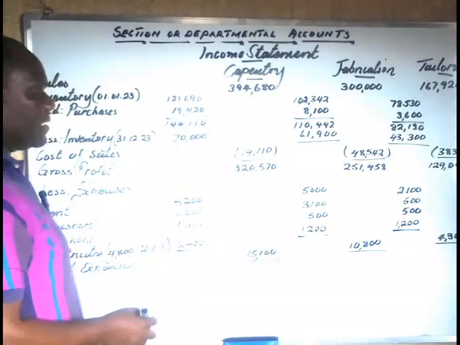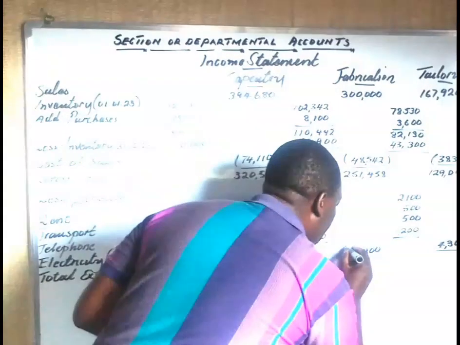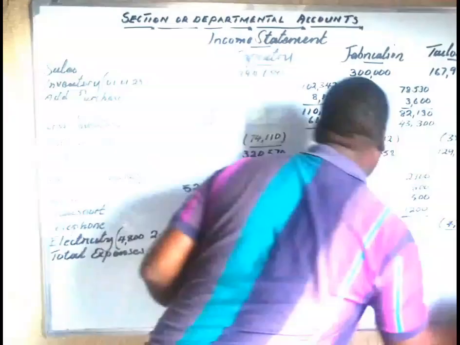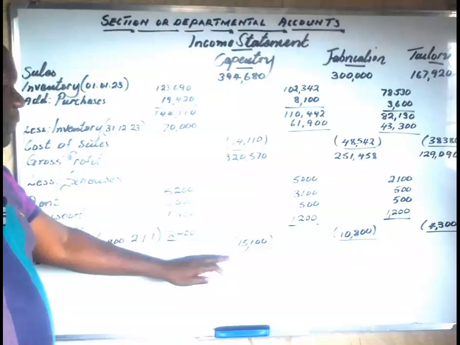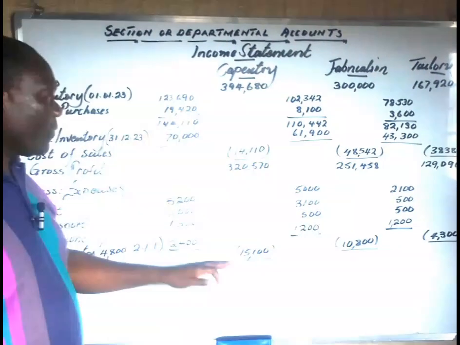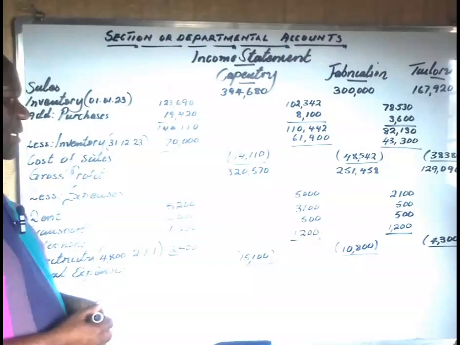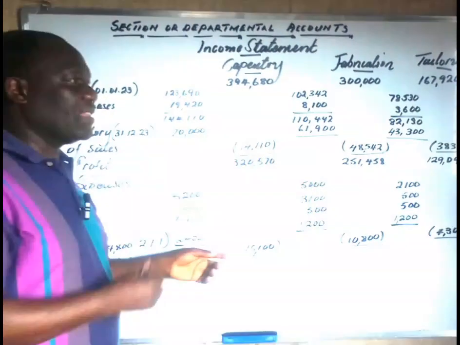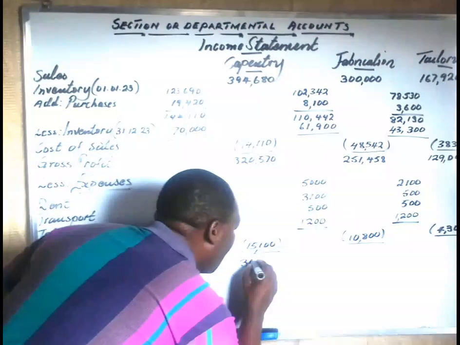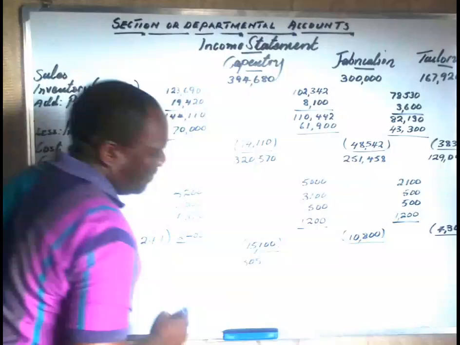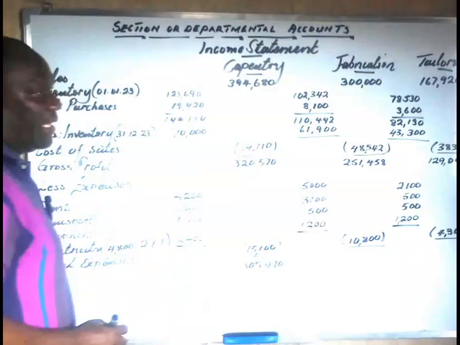So total expenses must be subtracted from the gross profit. So you less from the gross profit. Okay? So this is the gross profit less the total expenses. So in this case, for carpentry, the gross profit is 320,570 minus 15,100. We are getting 305,470. Okay?